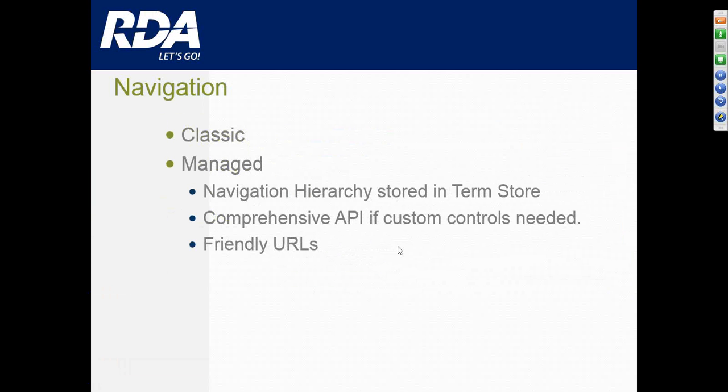And it also has a comprehensive API that we can tap into if we want to create a custom navigation control. And it also brings something very useful now. It's called friendly URLs. Basically, you don't have the actual URL of your pages anymore. You can specify a friendly URL that will be useful when targeting search engine optimizations.